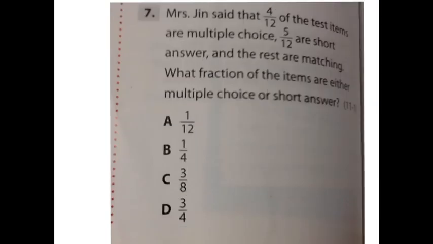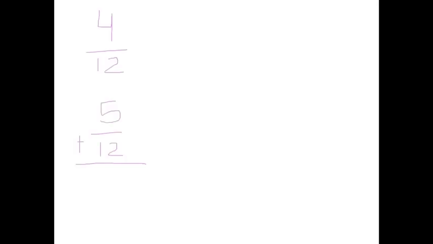Mr. Jin said that 4/12 of the test items are multiple choice, 5/12 are short answer and the rest are matching. What fraction of the items are either multiple choice or short answer? A, B, C, or D? Okay, so in this problem we will be adding 5/12 plus 4/12. When we start adding this problem, we will need a common denominator, which would be, in this case, 12. We already have a common denominator, so we do not need to change anything.